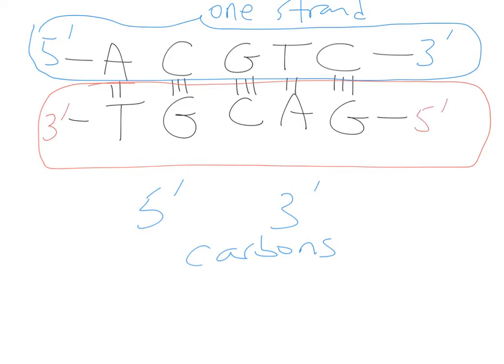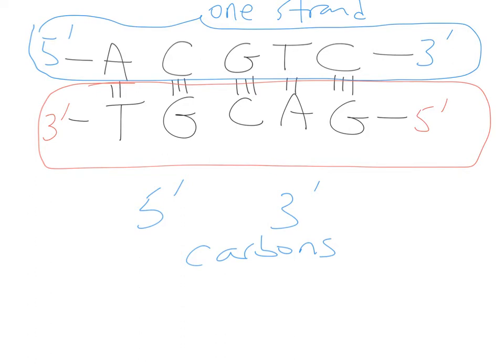The end of each DNA strand is always going to have a 5' carbon at one end and a 3' at the other. We'll go into more details in a little while. In fact, one of the movies I'm going to ask you to watch for next class has to do with this prime carbon business, so hopefully that will clarify things.